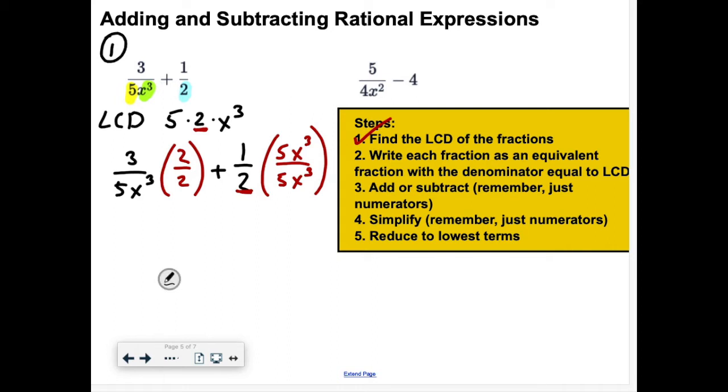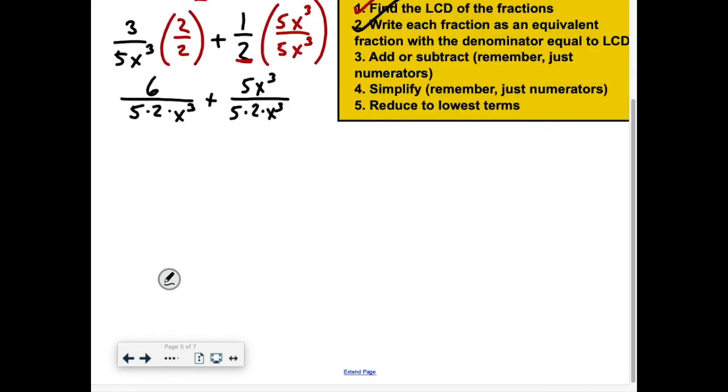So I can just combine everything together. I'm going to say 6 over 5 times 2 times x to the third plus 5x to the third over 5 times 2 times x to the third. So I've written each fraction as an equivalent fraction with the denominator equal to the LCD. I'm done with step 2. We're going to add or subtract now. And remember, this is just the numerators. So my denominator is going to stay 5 times 2 times x to the third. And now my numerator is just 6 plus 5x to the third.